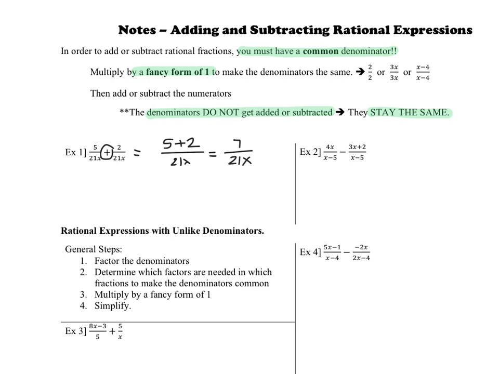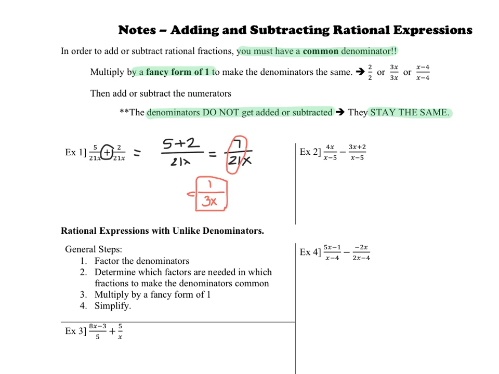Now, before you say, yay, I'm finished, make sure you can't simplify the fraction. So we have this 7 over 21 here. 7 over 21 simplifies down to 1 over 3, and then the x tags along. So your final answer for this, the most simplified version, is 1 over 3x.